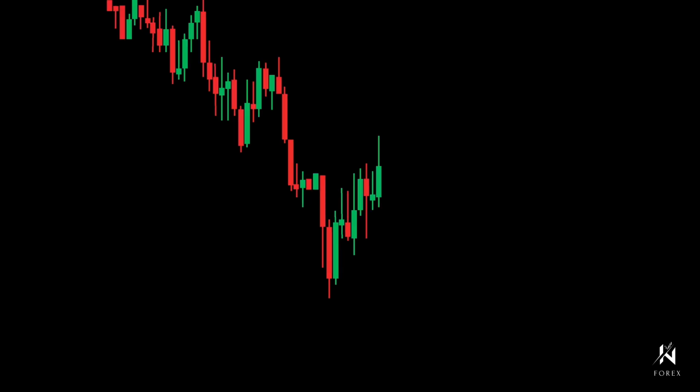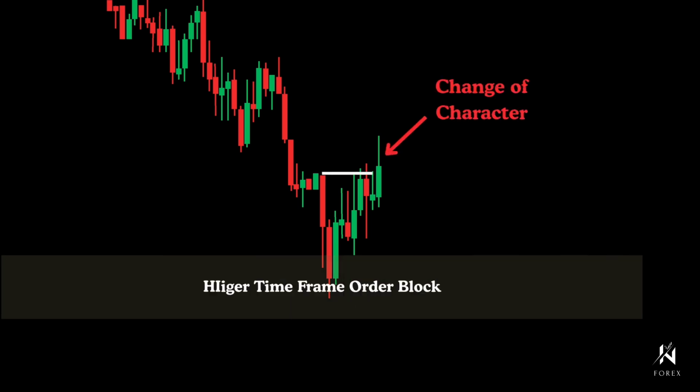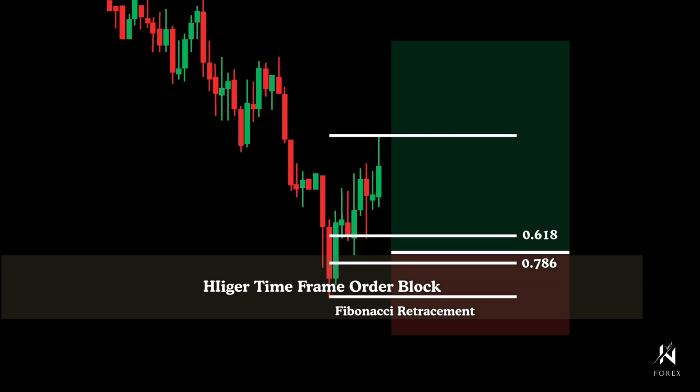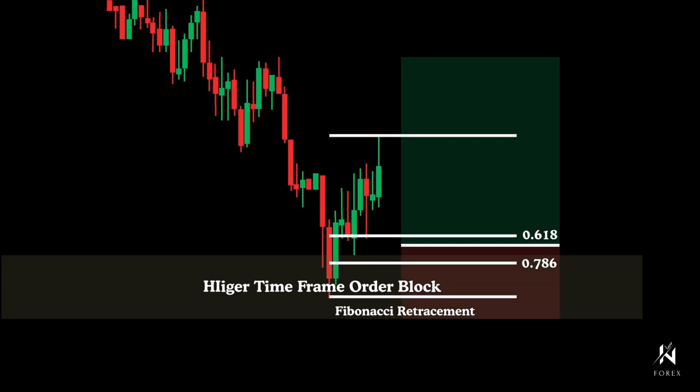The second pattern plays out when we have a change of character, CHoCH, but no visible inefficiency or gap between the candles. In this case, we rely on Fibonacci retracement levels to set up the trade. We pull the retracement tool from the beginning to the end of the change of character move and place a buy order between the 0.618 and 0.786 levels. Our stop loss goes a few pips below the swing low, and we target the next significant structure level ahead of the price.